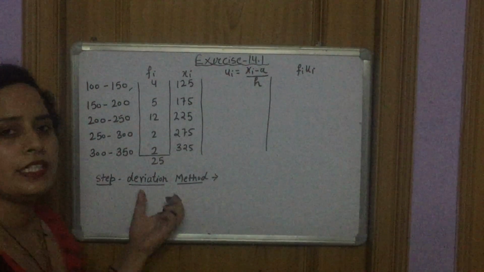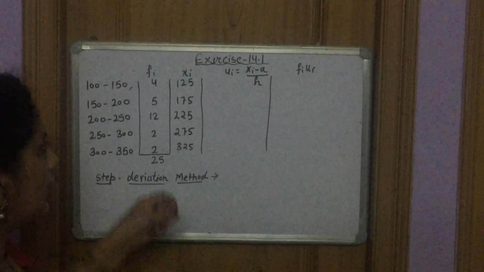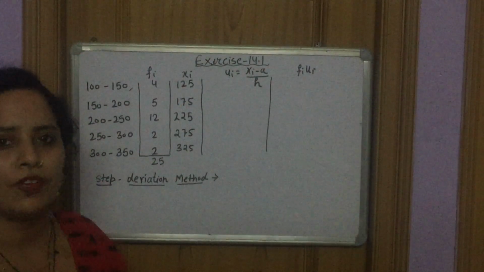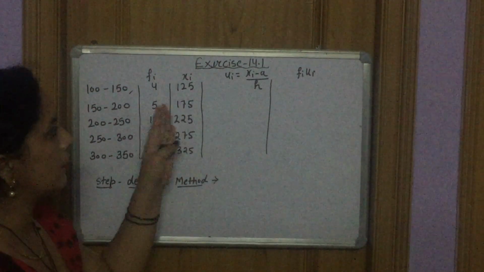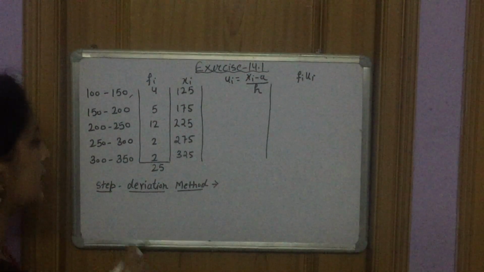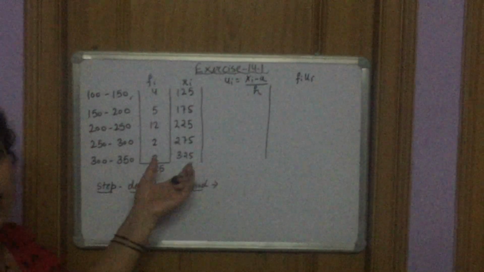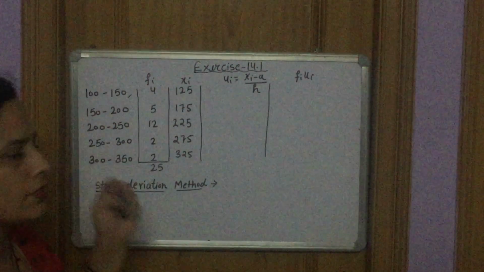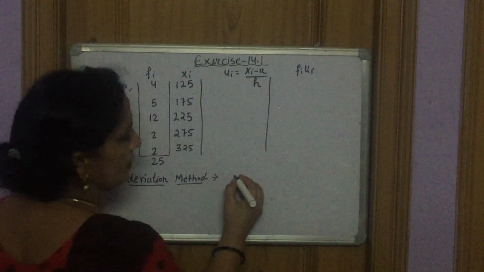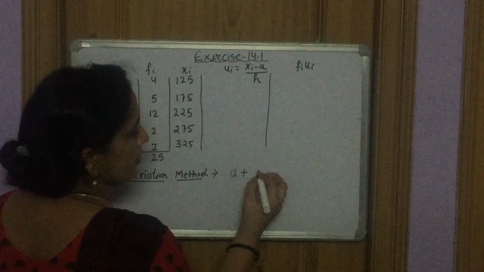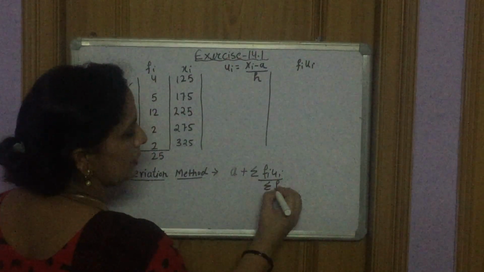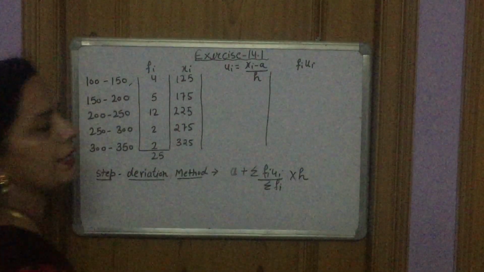The selection of this method totally depends on the value of xi, because if the value of xi is so large that we can't multiply these two columns easily, that's why we will skip the direct method and we will follow the step deviation method. As we can see here that the values of xi are very large, so we will choose this method. And the formula of this method is a plus summation fi ui divided by summation fi, multiplied by h.